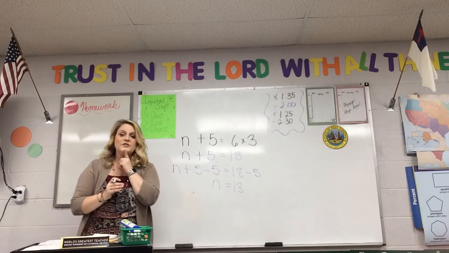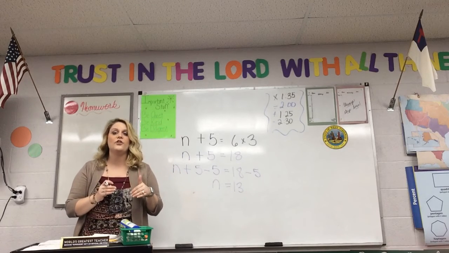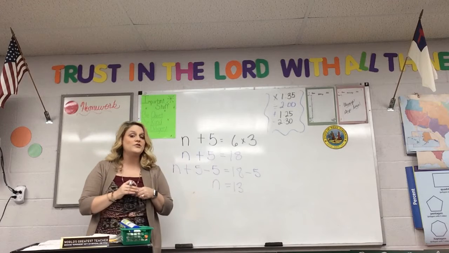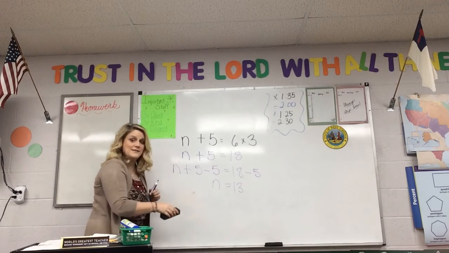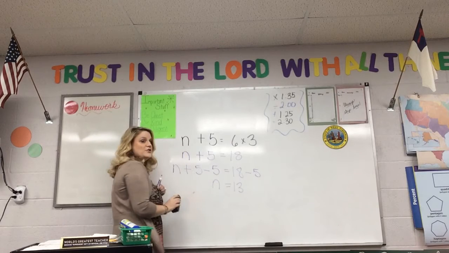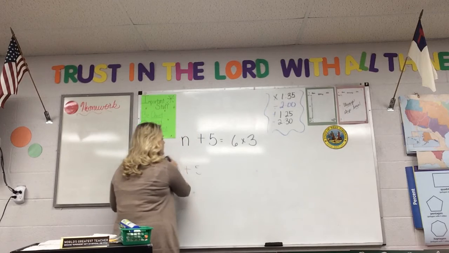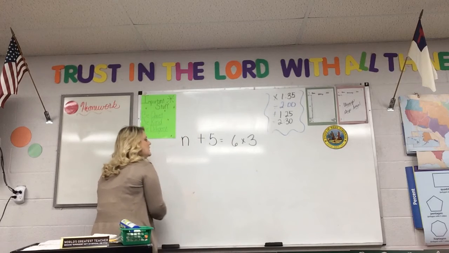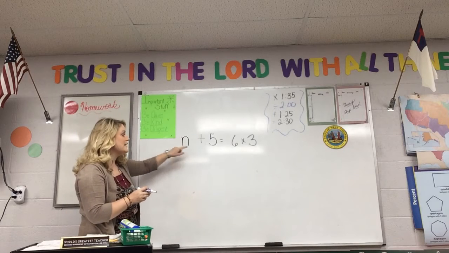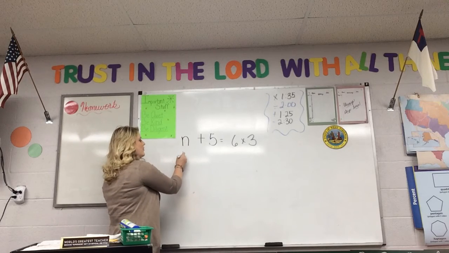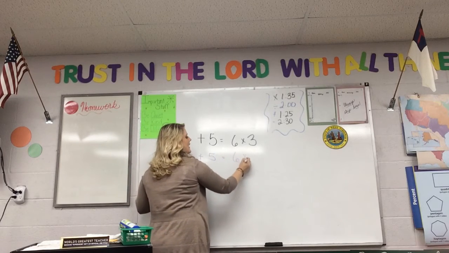But we're not quite finished, because I want you to learn how to check your work to make sure it's correct. We want to know that n is actually equal to 13. So I'm going to erase this part, except for my original equation. We know that n is equal to 13, so now I'm going to rewrite my equation underneath using 13 instead of n. I'm going to write 13 plus 5 equals 6 times 3.